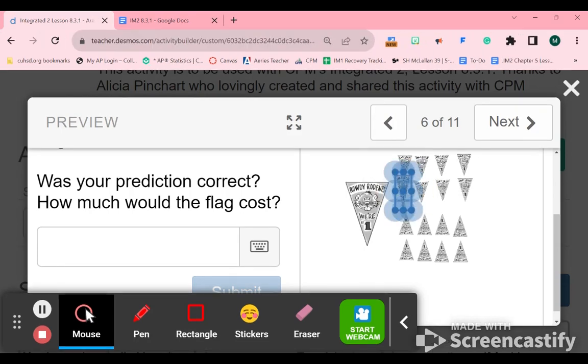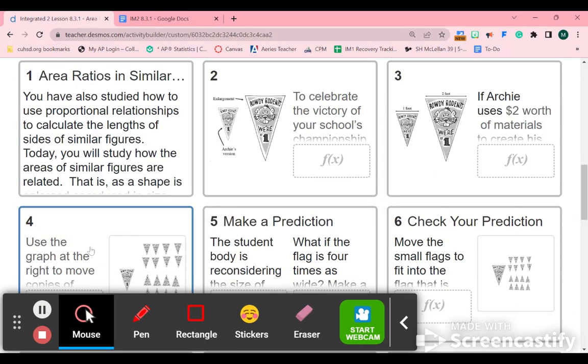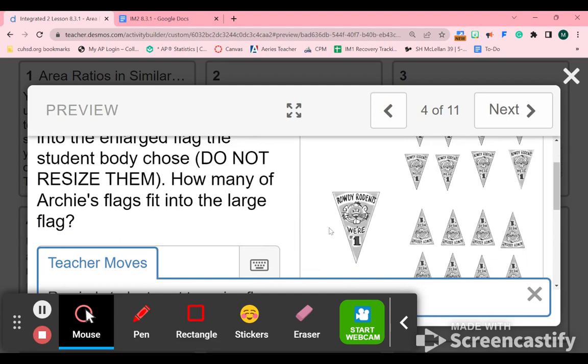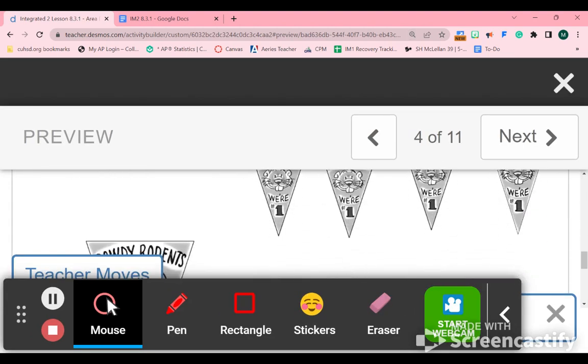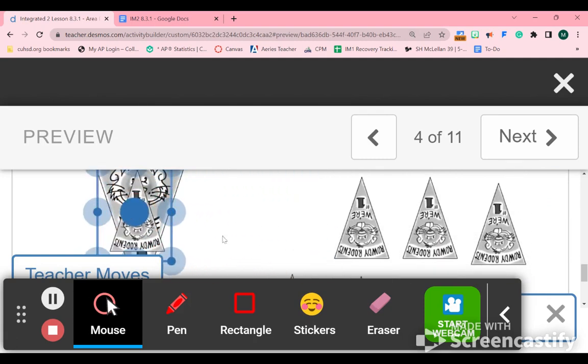Okay, let's see. Oopsie. I won't use that one. They're too small. Okay, I'm going to try again. Take this little flag and move it to the big one.